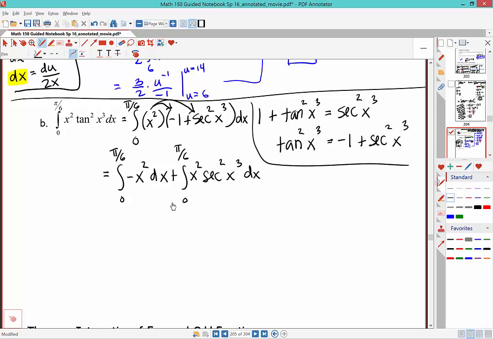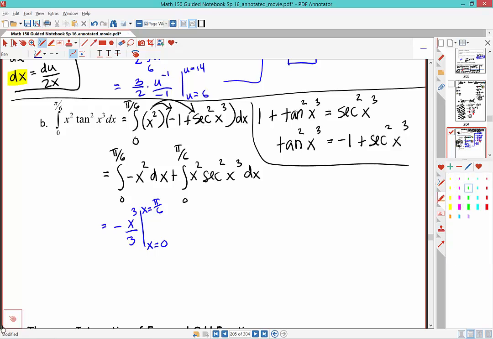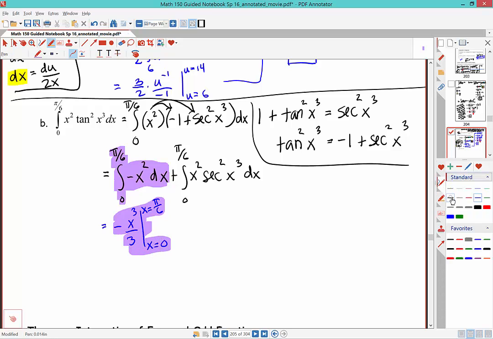Okay, so far? Now, notice that the first one, you can go ahead and start evaluating it. You're going to get negative x cubed over 3, going from x is 0 to x is pi over 6, right? So this whole thing here is this. Okay? But the other one is going to need a u sub, right?